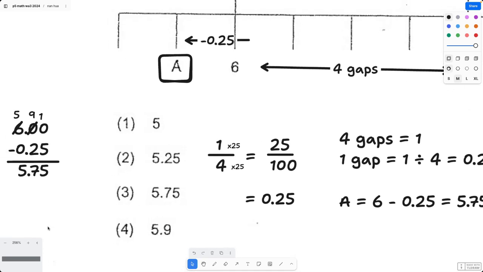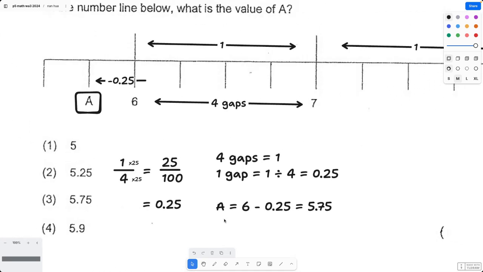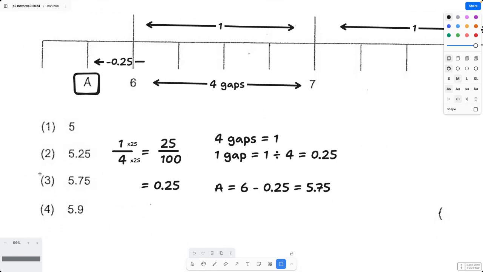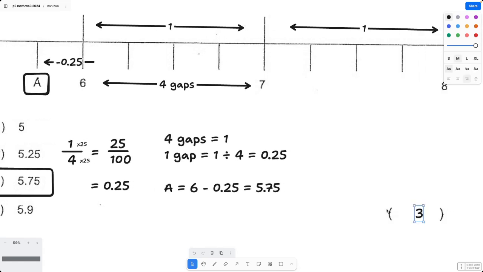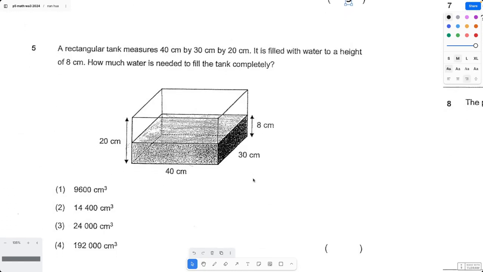So now we know the answer to this. This will be 5.75. So do we get 5.75? Yes, we do. So the answer to this is option number 3. All right, let's go to question number 5.